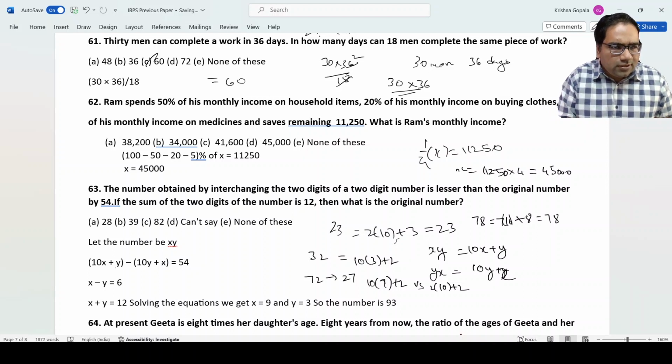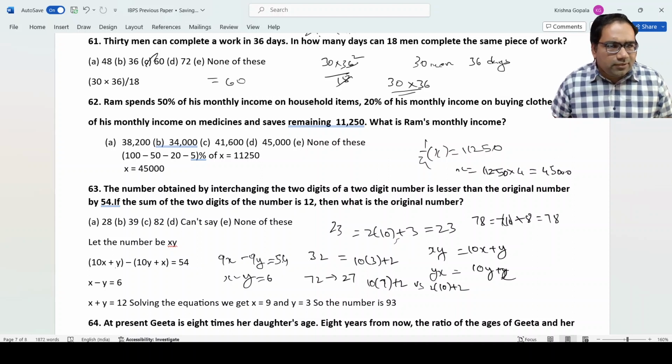Let's try to solve this. 10x minus x is 9x, and y minus 10y is minus 9y. So 9x minus 9y equals 54. That means x minus y equals 6, since 9 times 6 is 54. So x minus y equals 6.